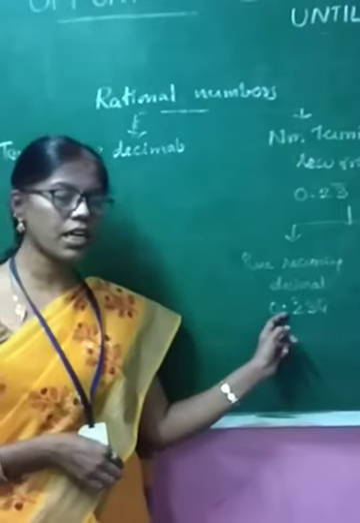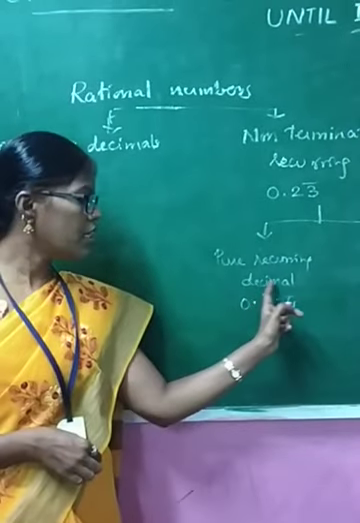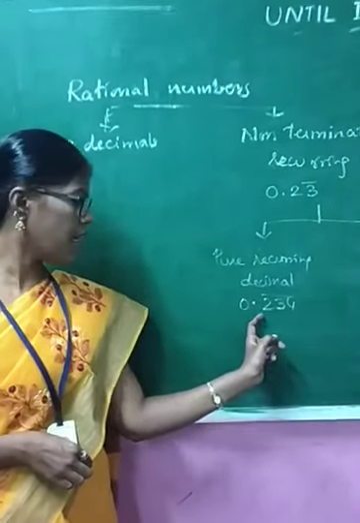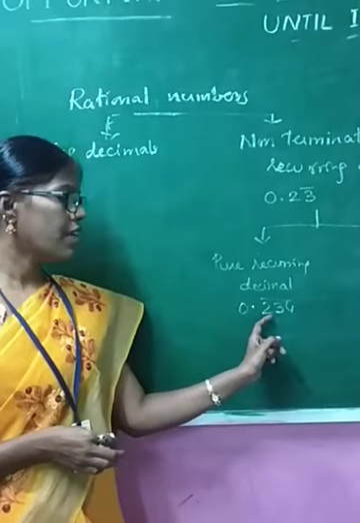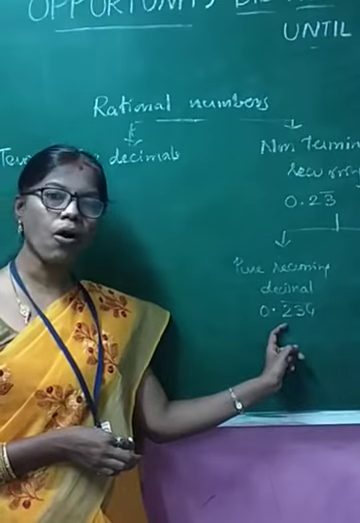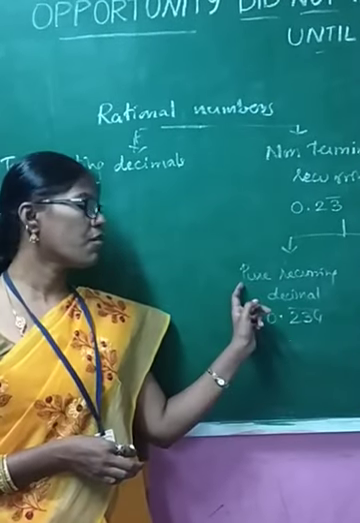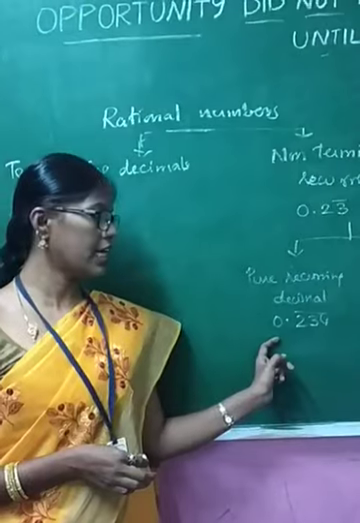Why is it called a pure recurring decimal? After the point, all the digits on the right side are repeating. All the digits after the decimal point are repeating. So we call it a pure recurring decimal.